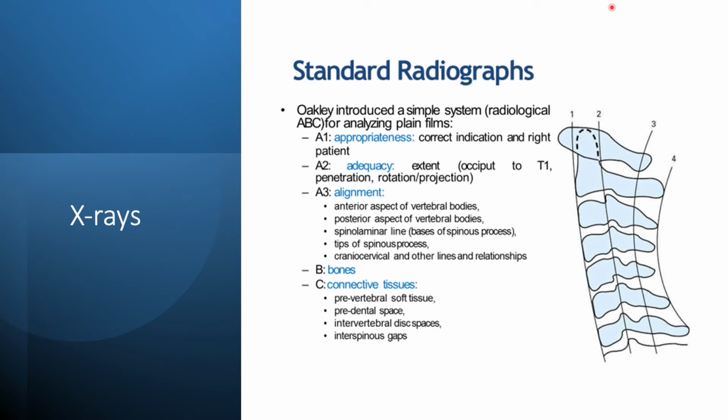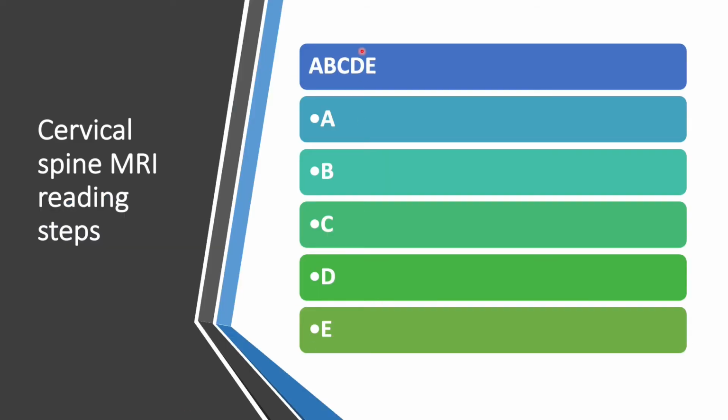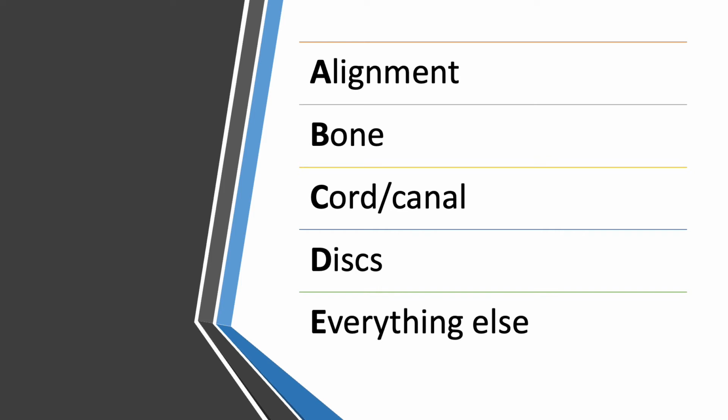Now let's go on to see how an ABCDE is going to pan out for interpreting an MRI, or reading an MRI. So like I told you before, the steps are A, B, C, D, and E, 5 steps. A, as I told you before, is for alignment. B is for bone. C is for cord or canal. D is for disc, and E is for everything else.